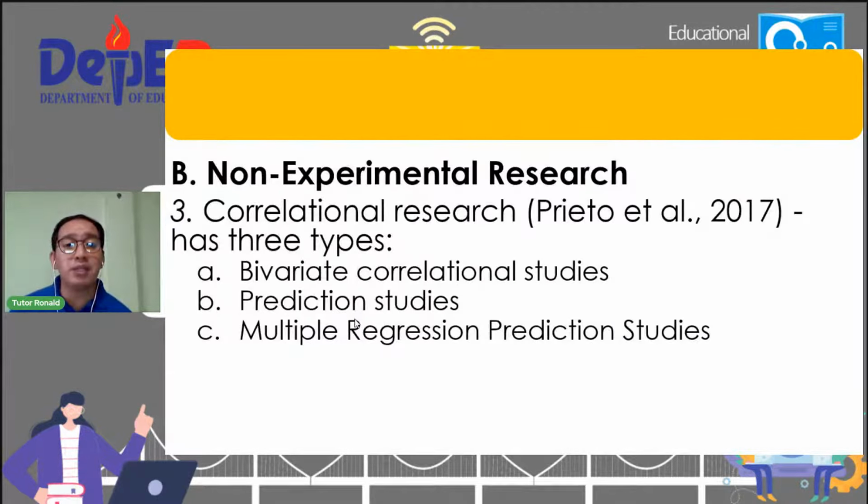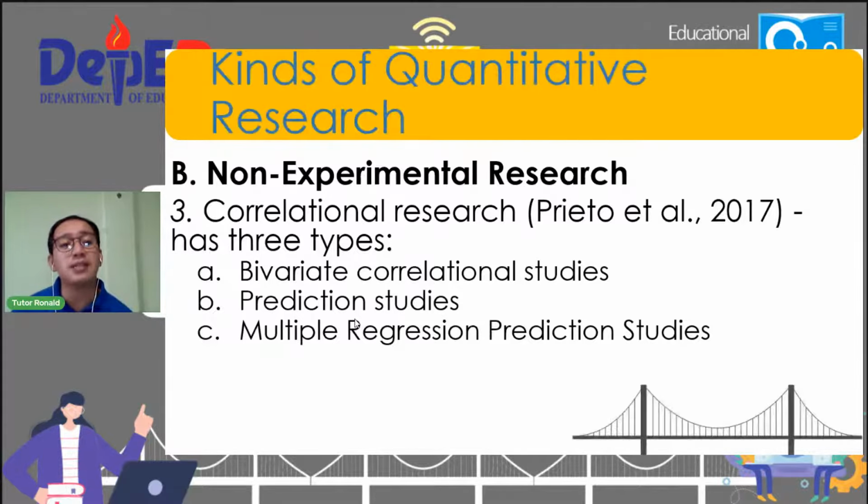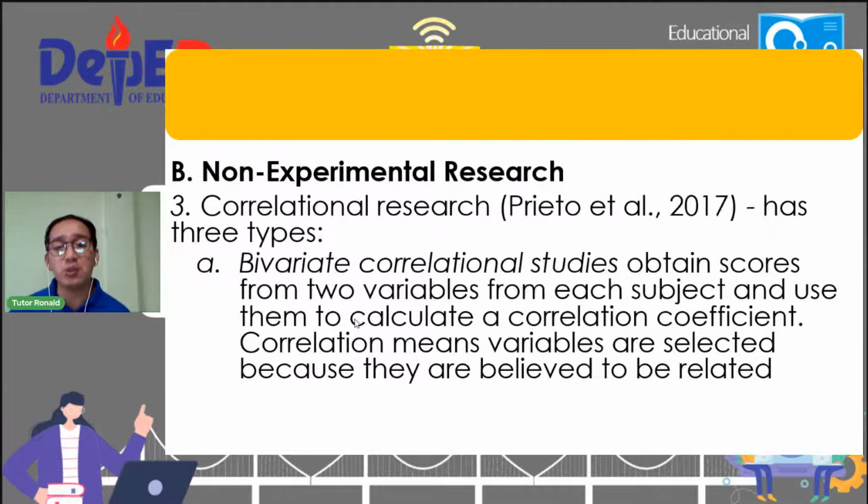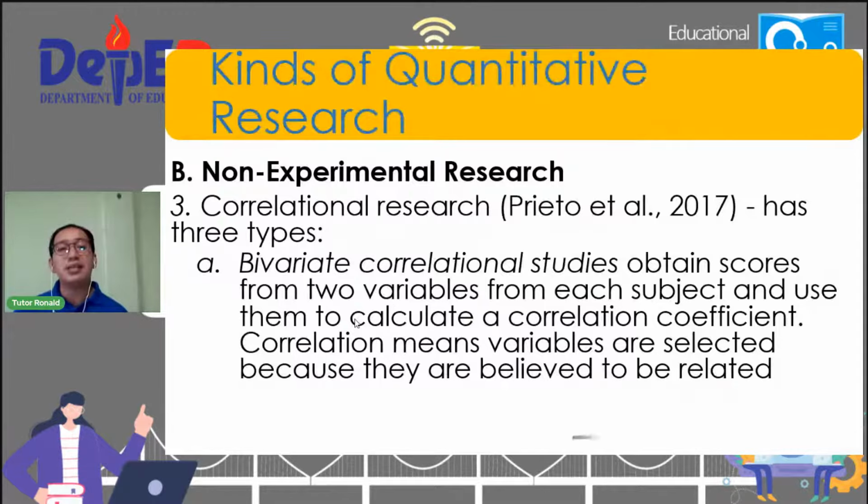Then the third non-experimental research is correlational research. It has three types: bivariate correlational study, prediction study, and multiple regression prediction study. A correlational research, according to Prieto and others, has three types, one of which is a bivariate correlational study, which obtains scores from two variables from each subject and uses them to calculate a correlation coefficient. And when we say correlation, it means variables are selected because they are believed to be related. So bivariate, bi means two, so dalawa ang variable sa isang bivariate correlational study.